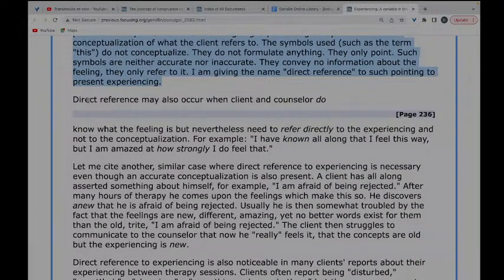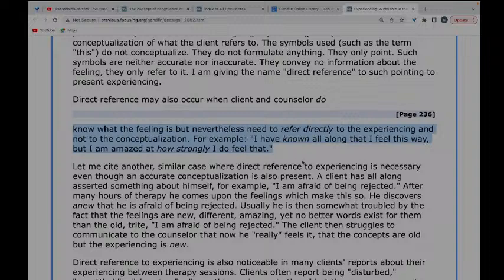So, direct reference may also occur when client and counselor do know what the feeling is, but nevertheless need to refer directly to the experiencing and not to the conceptualization. For example, I have known all along that I feel this way, but I am amazed at how strongly I do feel that.